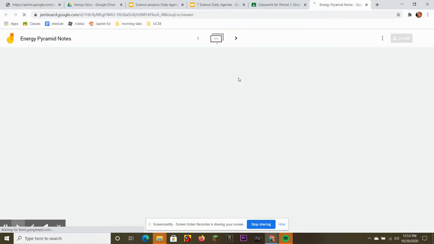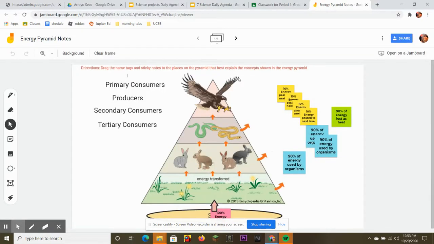So if we take a look, we have our 100% energy down here. That's going from the sun to our grass. Then the grass has 100% of that energy. So the sun is giving 100% of its energy to the grass. From here is where we begin to lose it. So we have 10% that is transferred to the primary consumers, 10% to the secondary consumers, 10% to our tertiary consumers. And you kind of end up with an extra one here.